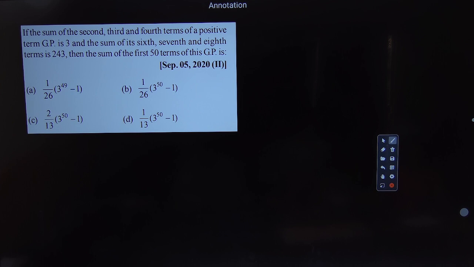Use sin A plus B on the right side. Right side. And then try to create tan.